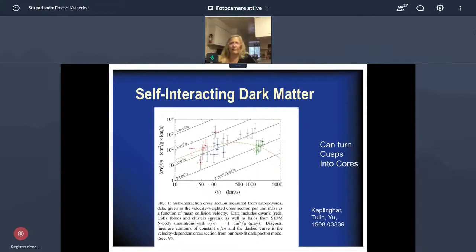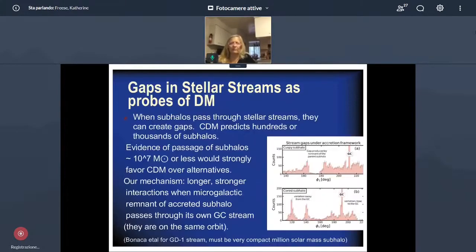Self-interacting dark matter, for example, can turn cusps into cores. So maybe you're seeing evidence for that. It's either baryonic feedback or a new kind of dark matter. Next slide, please. There are also gaps in stellar streams. I'm running out of time.